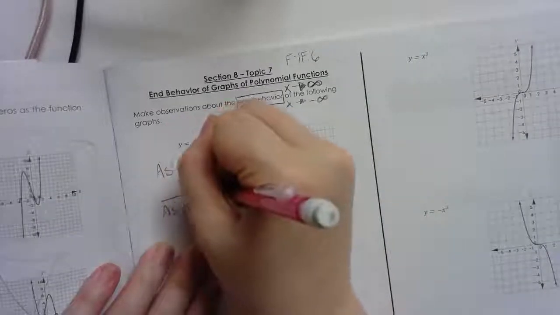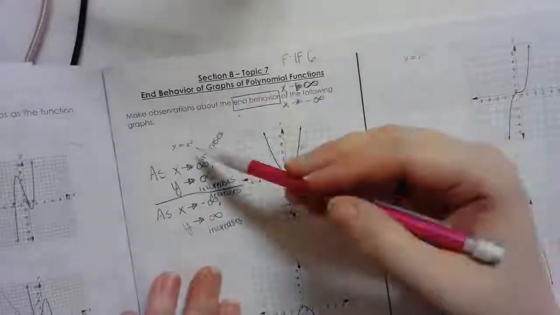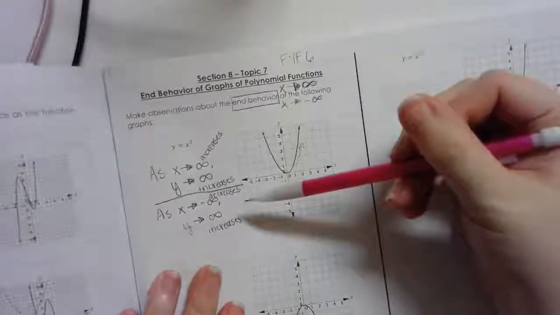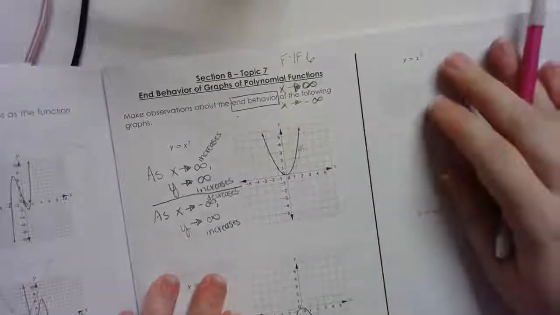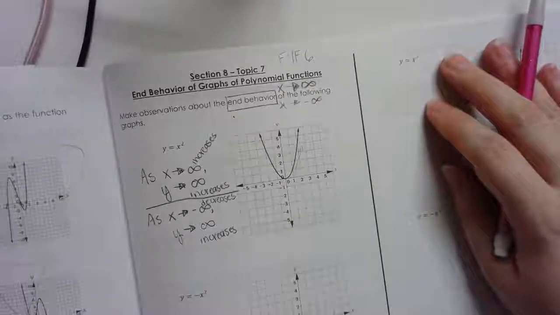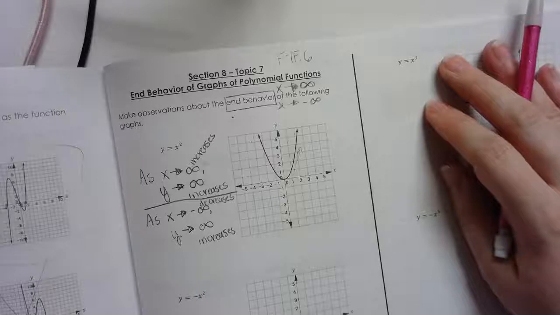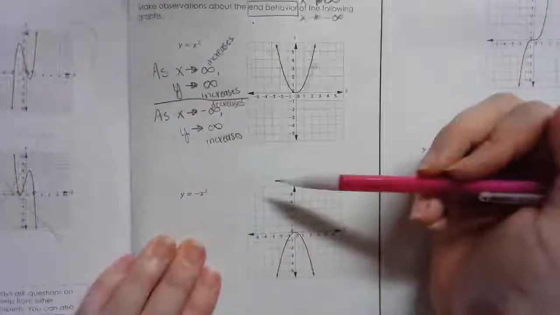So for this particular graph, for y equals x squared, as x increases, y increases, and as x decreases, y also increases. Okay, so let's continue. So y equals negative x squared. Now remember, it is just the reflection of this graph over the x-axis.